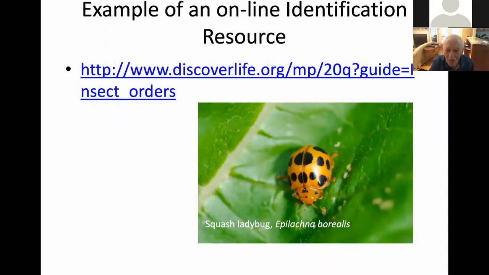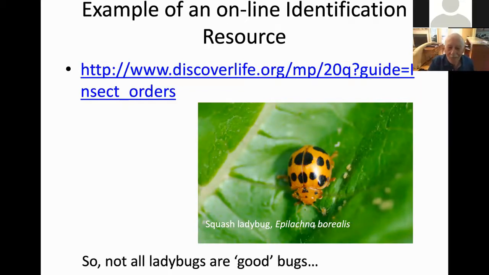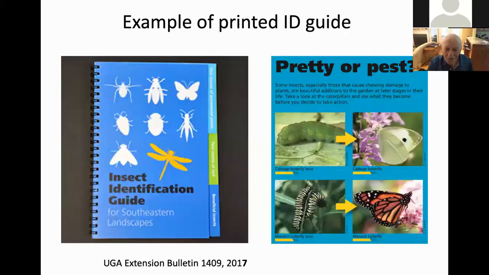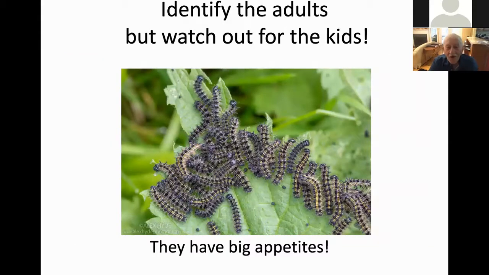As an entomologist, I'm kind of interested in that part too, but that's less interesting to the public. So not all ladybug types are necessarily good, but this one is an example. The university also has a printed extension bulletin published back in 2017, which I think is available. There's a representative sheet here on the right from one of the pages in there. Again, it helps you answer that question, what is it, which can then tell you what you might need to do about it. So you're going to identify the adults, but as you saw from my squash insect, it's the caterpillar, or actually the larval stage, that has the appetite and does most of the damage.